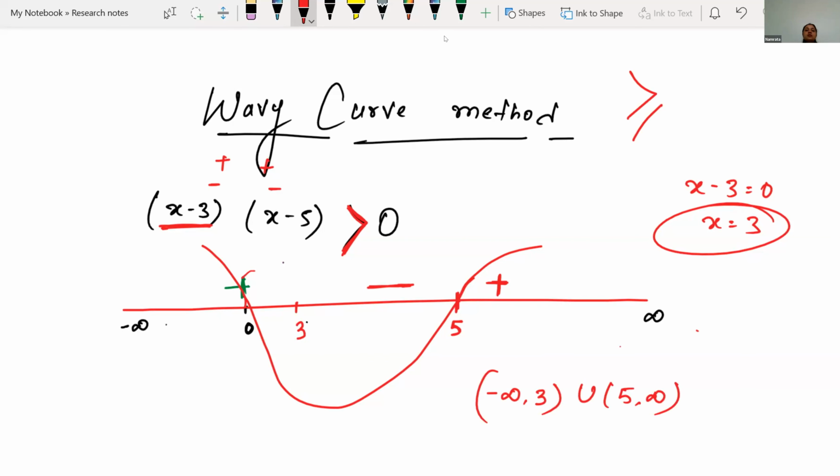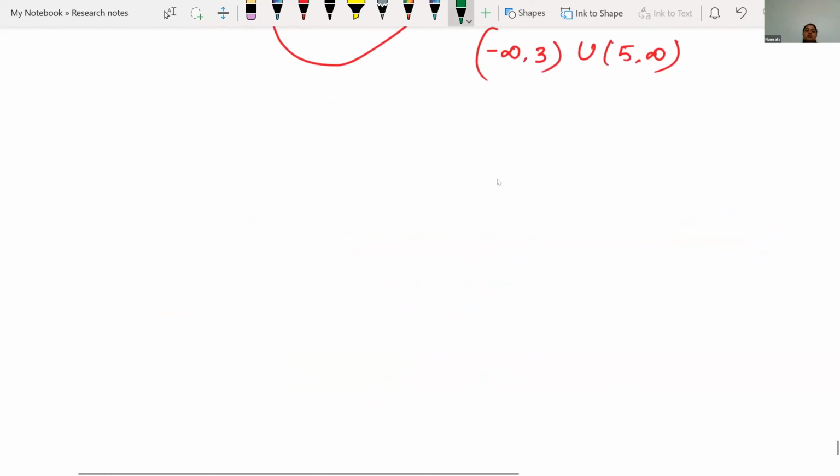Okay, let's do it quickly for a few more questions so that you will understand the pattern. Suppose I have x square plus 4 less than or equal to, okay, this is minus 4.